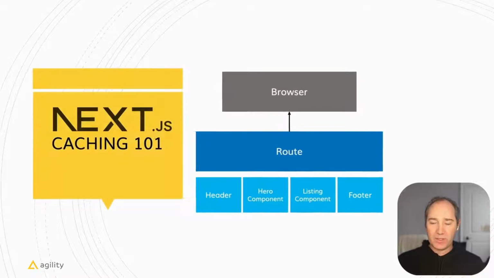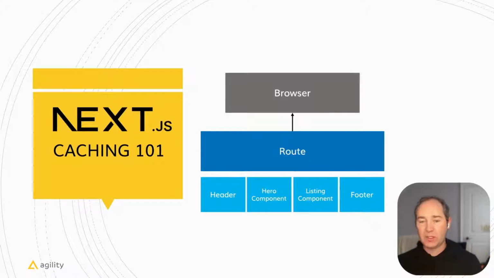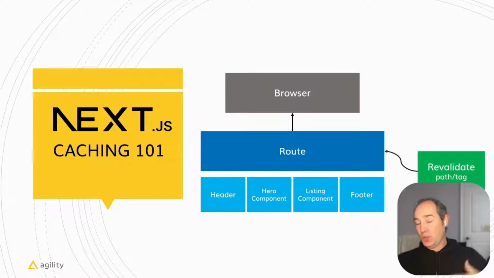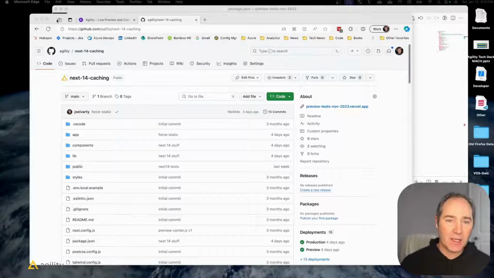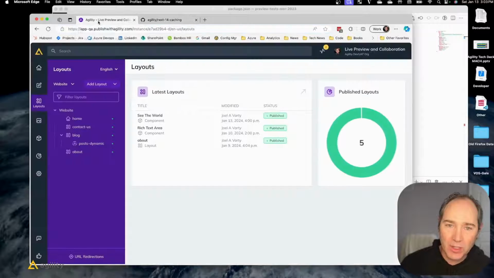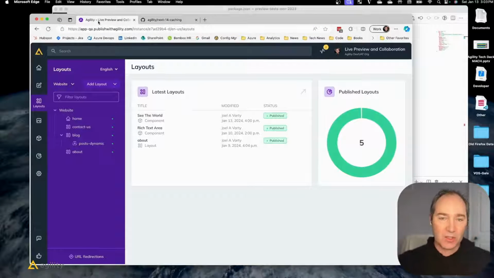In Next.js, what does this mean? Well, we want to be able to do all of those things in Next.js 14, but the cool thing is we want to be able to do this on-demand revalidation, and that's where the magic happens. And we're going to dig into how we can do that right now. All of the code that we're going to be looking at today is on GitHub, github.com/agility/next14caching.